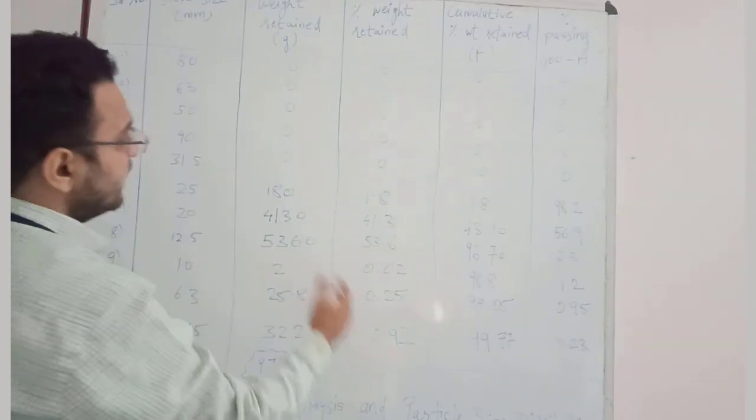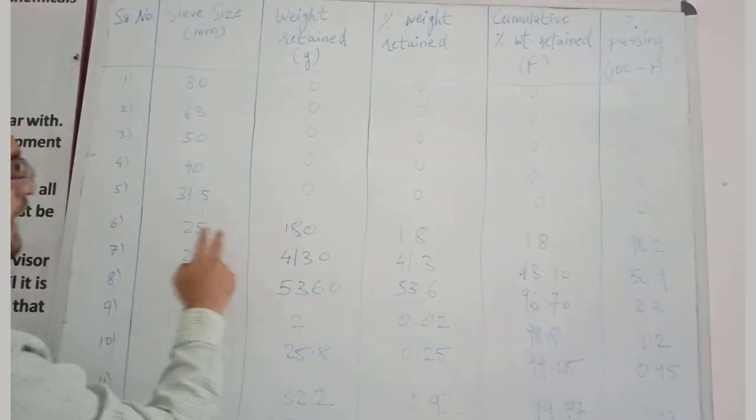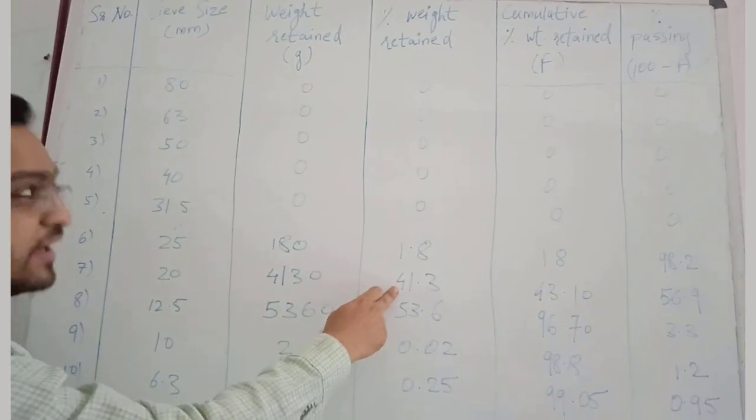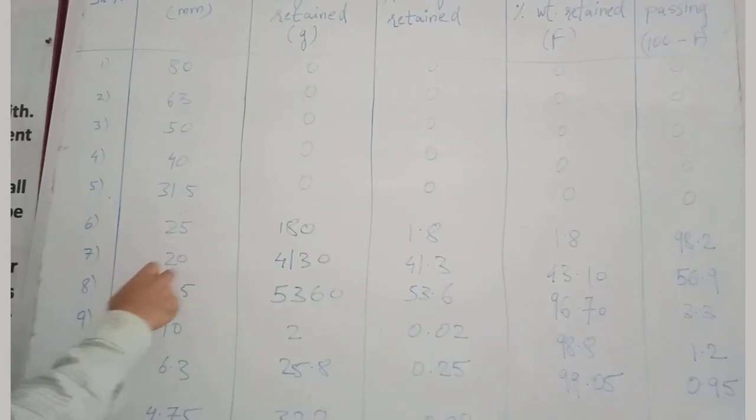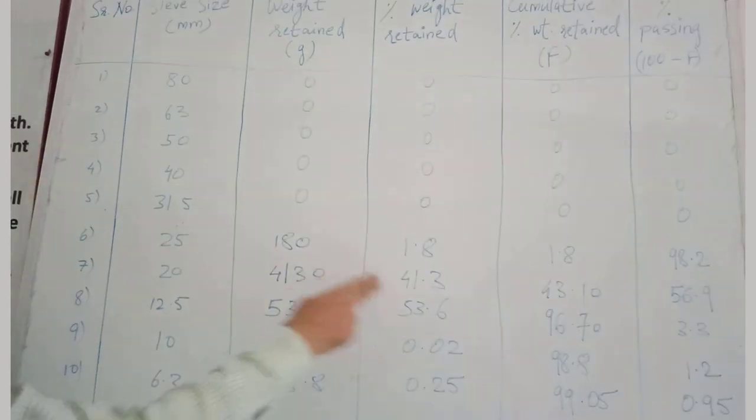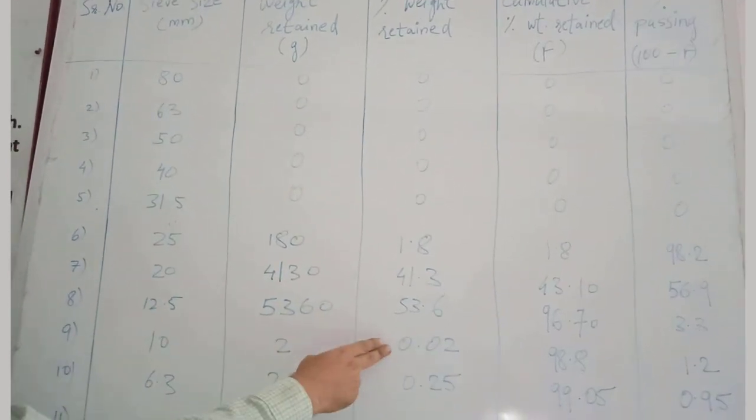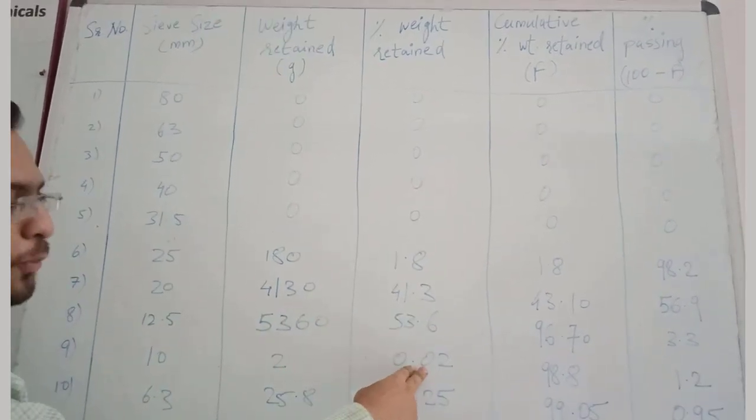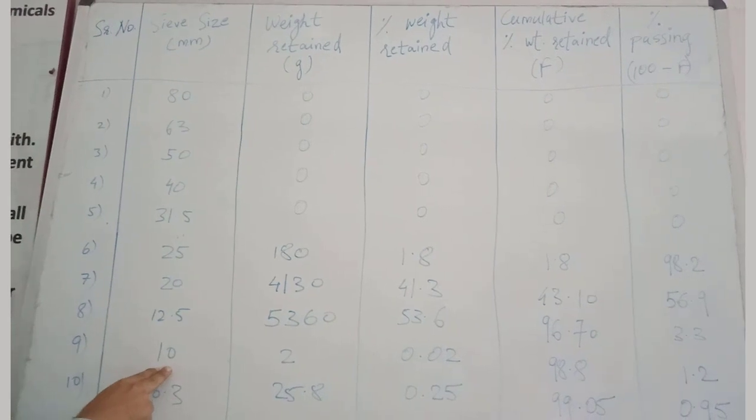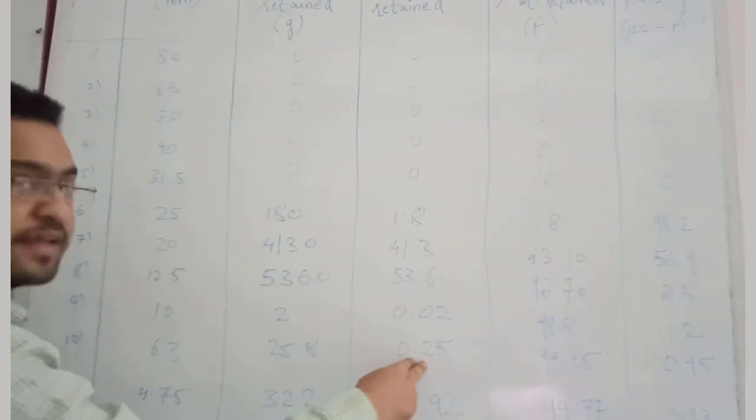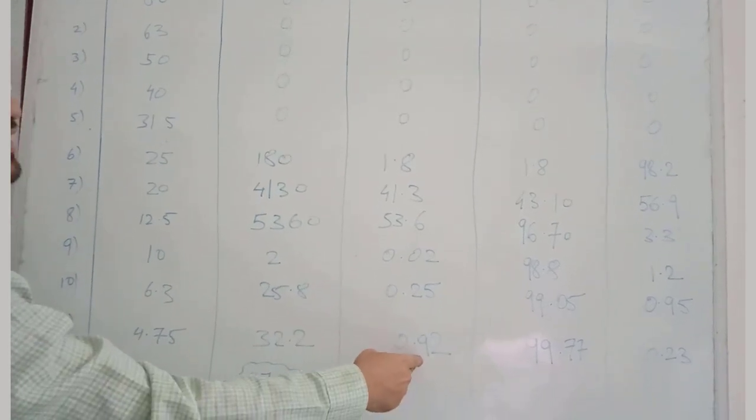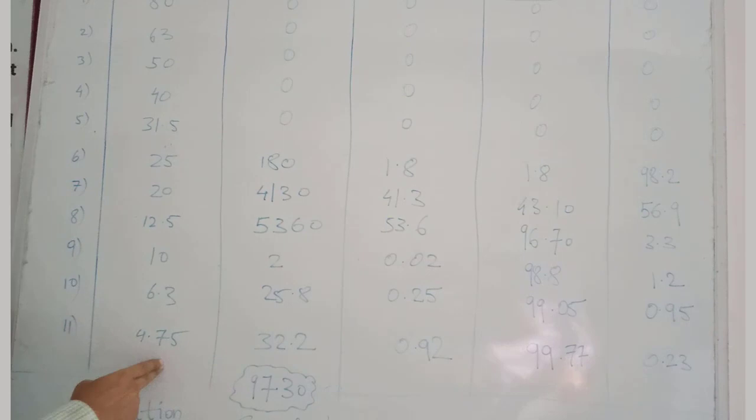In percentage weight, it constitutes 1.8% in 25 mm sieve, 41.3% in 20 mm sieve, 53.6% in 12.5 mm sieve, 0.02% in 10 mm sieve, 0.25% sample was collected in 6.3 mm sieve and 0.92% sample was collected in 4.75 mm sieve.